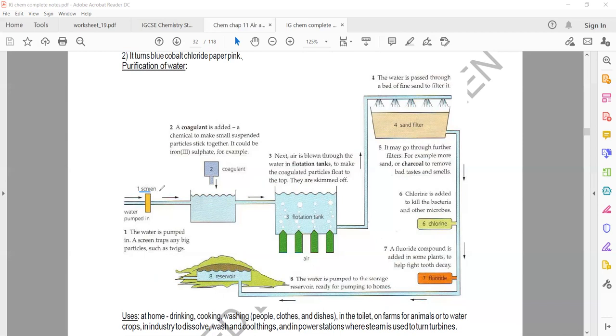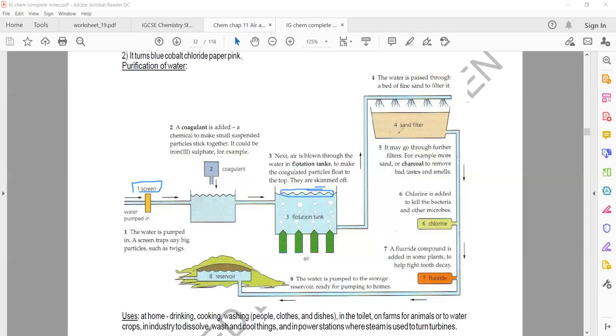So first a screening is done. Screening will remove the heavy particles. Then we add a coagulant or coagulating agent such as iron(III) sulfate or aluminum sulfate, which makes these small particles join together, so they settle down. Then aeration, or air, is blown so that it makes these particles float at the surface and be skimmed off.